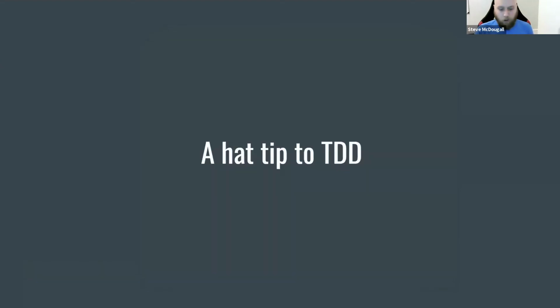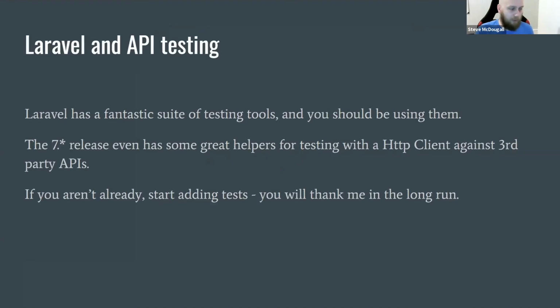So I can't talk about building an API in PHP using Laravel without a hat tip to test-driven development. It's got a very good set of testing tools within it. It uses PHPUnit under the hood. You can pull in Behat, you can pull in whichever library you want to use, but by default it's got PHPUnit. And as you're building APIs, anything from 7.x onwards has got some really good helpers for testing HTTP requests, which you can use against third-party APIs, your own APIs if you really want to.